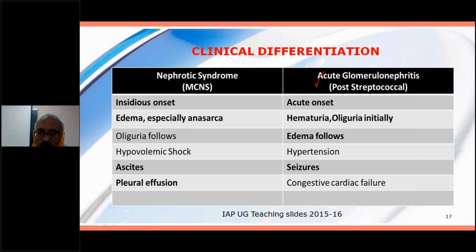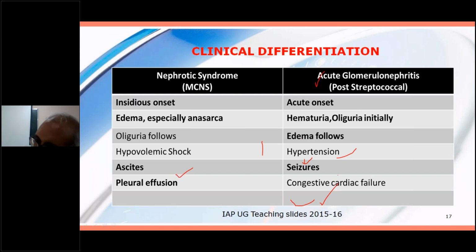First hematuria, all these things. Hypovolemic shock may occur in nephrotic syndrome because of massive proteinuria, whereas in nephritis hypertension is more common because of its pathophysiology. Ascites may be seen in both, but hypertension will lead to seizures in acute glomerulonephritis. Pleural effusion may be seen in both cases. Congestive heart failure is common in this case, and renal failure is not common in either of these.